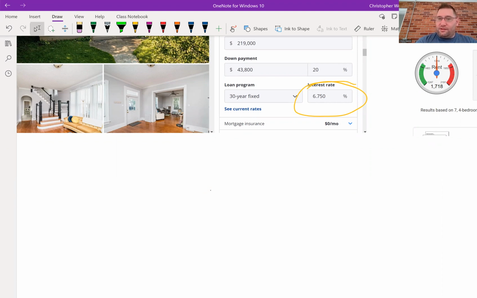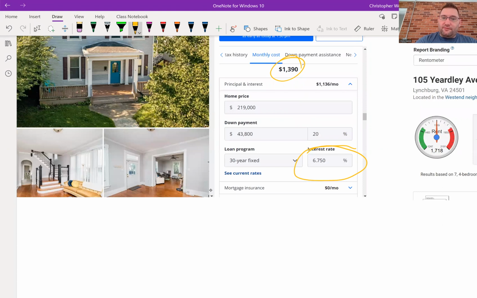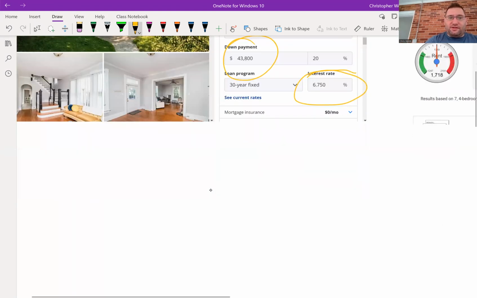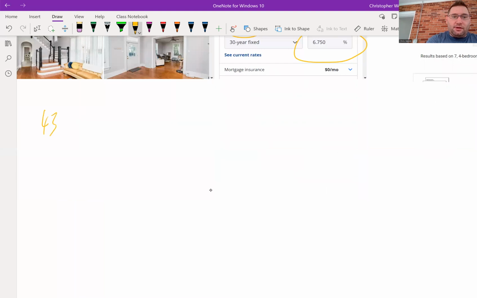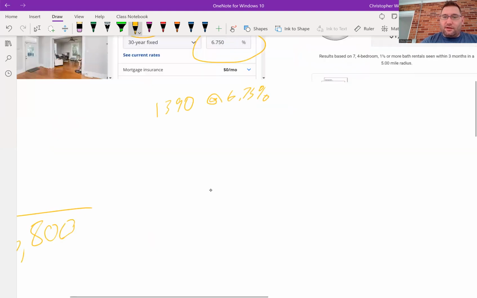So we can see that our mortgage payment was $1,390, and our down payment is $43,800. So let's write those numbers down. $43,800, which we know becomes our denominator, right? And then we need to take a look at our numerator now. So let's add up the mortgage, the $1,390. This is at the 6.75% rate. And then let's go ahead and take a look at our income.